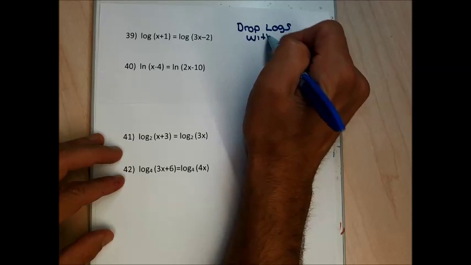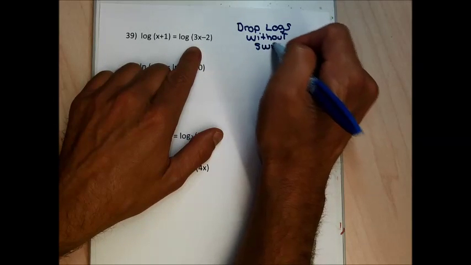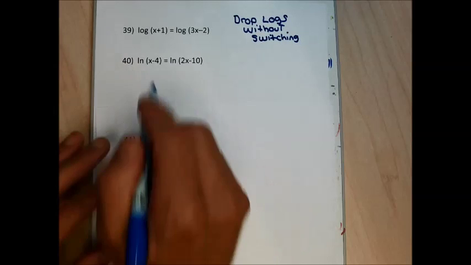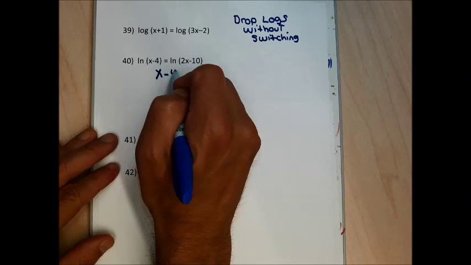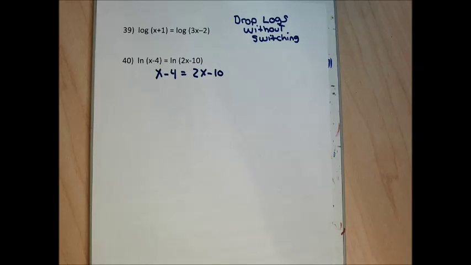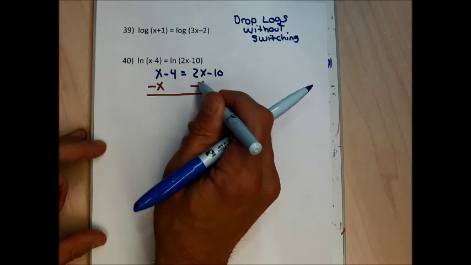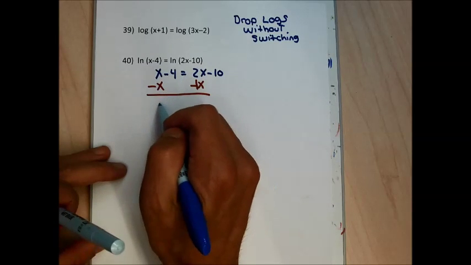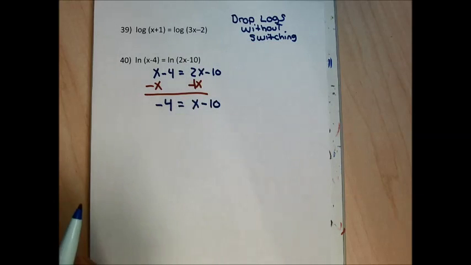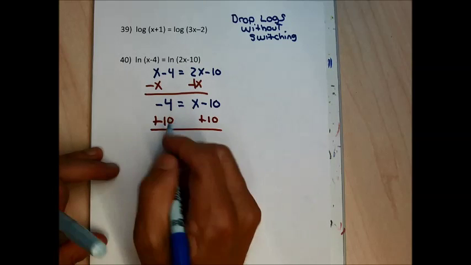And all the other problems that we've done in this part of the video so far, on the right-hand side there wasn't a log, and when you drop the log that way you have to switch. But when I go to do problem 40, I can just drop the log and go x minus 4 equals 2x minus 10, and then I just need to do the algebra to get the x's on one side, the letters on the other. I'm going to start off by minusing x from both sides. That's really minusing 1x. That's going to give me minus 4 equals x minus 10, because 2x minus 1x is 1x. And then I'm going to add 10 to both sides and get 6 equals x.